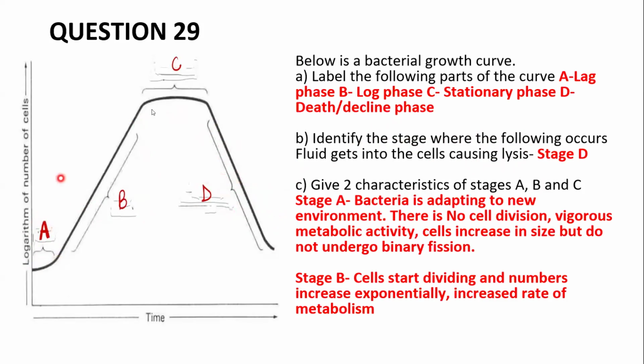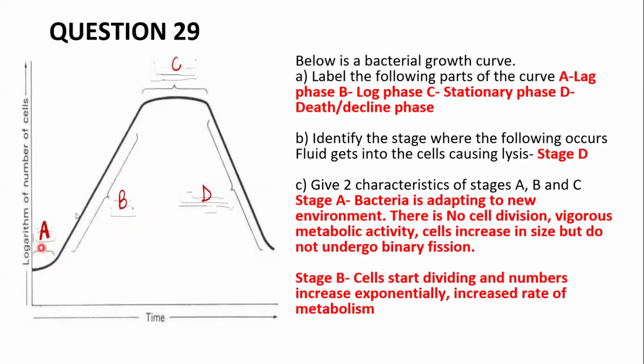Then you'll be told to identify the characteristics of each stage. You can be told stage A, stage B, or C. Now in stage A, which is the lag phase, the bacteria is adapting to the new environment. Here it hasn't started to divide. Dividing starts taking place later. So no cell division here. Here there is vigorous metabolic activity. They increase in size, but do not divide because they are preparing to divide.